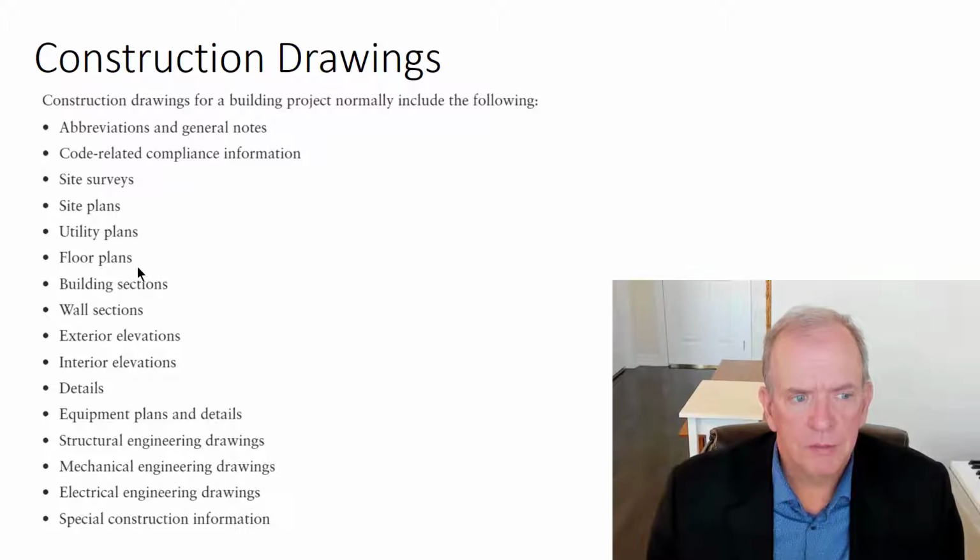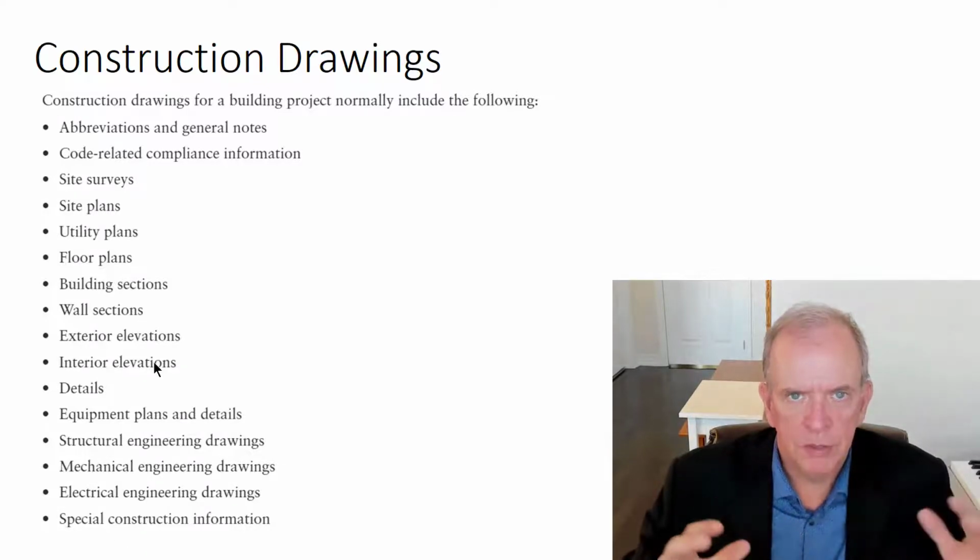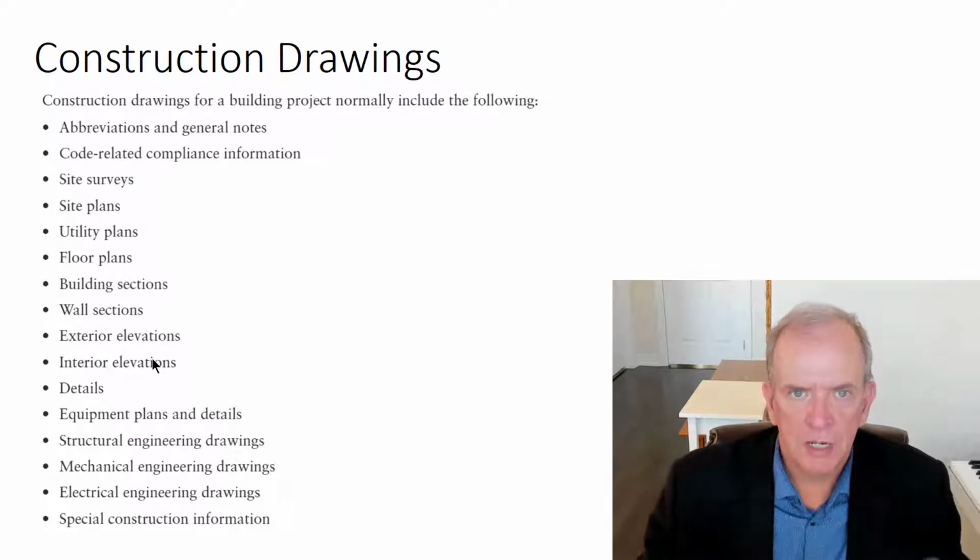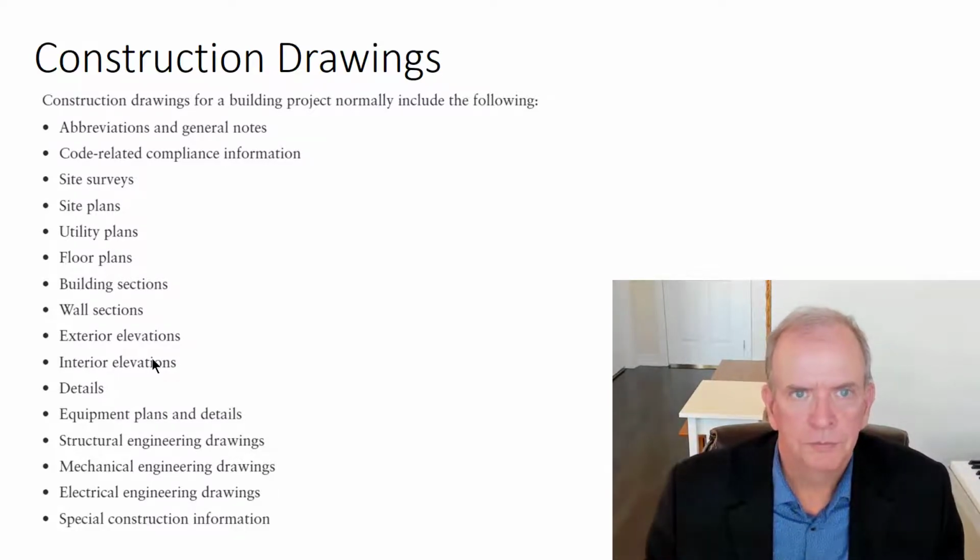Look at all the different types of drawings that we may be involved with. Most we will be involved with as part of the project requirements. On any kind of commercial project, you're going to have individual structural drawings, mechanical drawings, electrical engineering drawings, and special construction information. This all becomes part and parcel together with the specifications and the contract of the project manual.